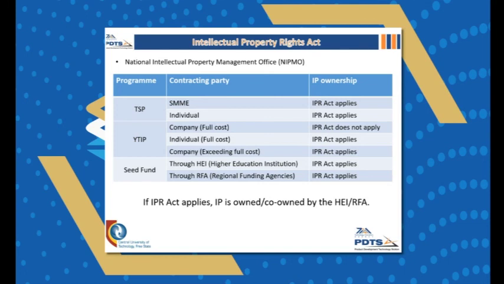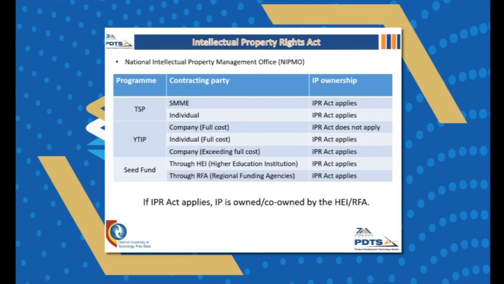Now, the client can opt to pay in full for the entire project. In that case, the client would own all the intellectual property. But it should be mentioned that if the technology station subsidizes R1 of the total cost, the IP would be owned by the technology station. Another funding program is YTIP, or the Youth Technology Innovation Program.